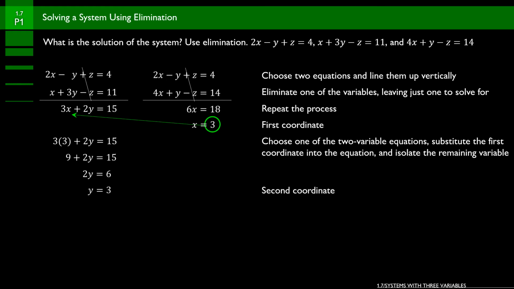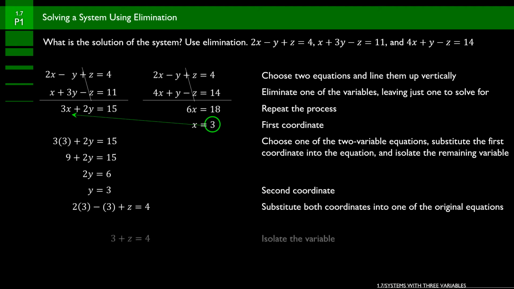So at this point, I've got two of my coordinates. I've got x equals 3 and y equals 3. Now what I'm going to do is go back to one of the original equations. In this case, I'm going to take 2x minus y plus z equals 4, and plug in the variables that I already know. So 2 times 3 minus 3 plus z equals 4. All I've got left to solve for is the z. So 2 times 3 is 6, minus 3 is 3, subtract the 3 over, and I'm left with z equals 1.